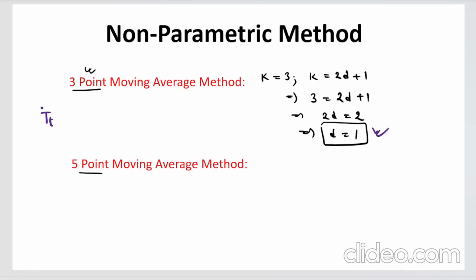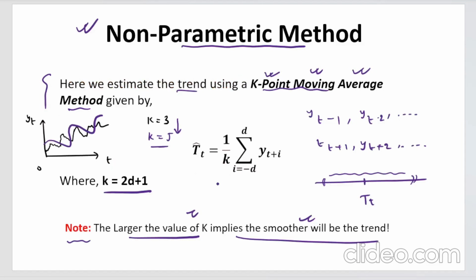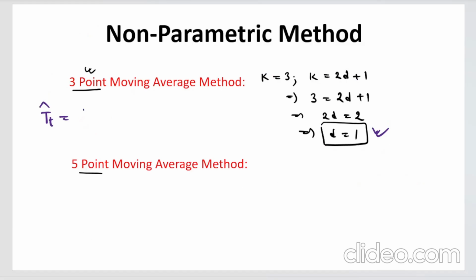Now what will be t cap? If you look at this formula once more, this is the formula. So you will have 1 by k, sum over i from minus d to plus d. What is minus d? Minus d is minus 1. Then yt plus i, right? So what you are saying here is that this will be yt minus 1 plus yt, because then you have 0, and then you have yt plus 1.